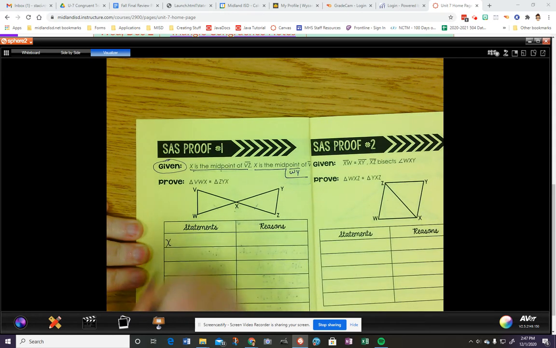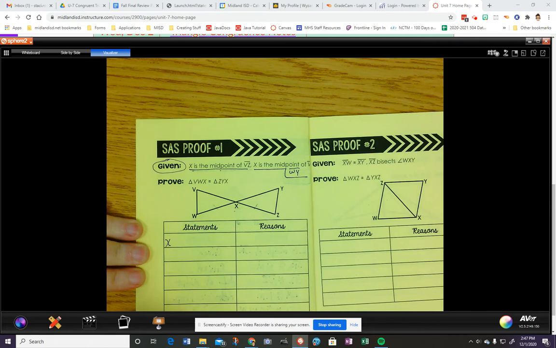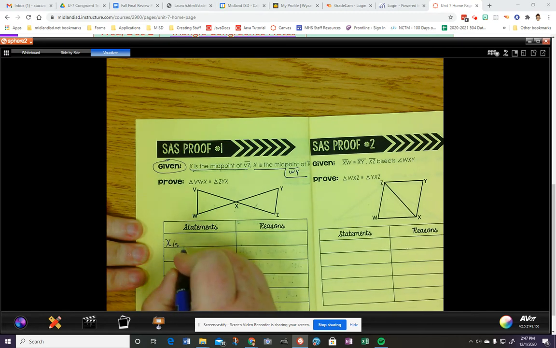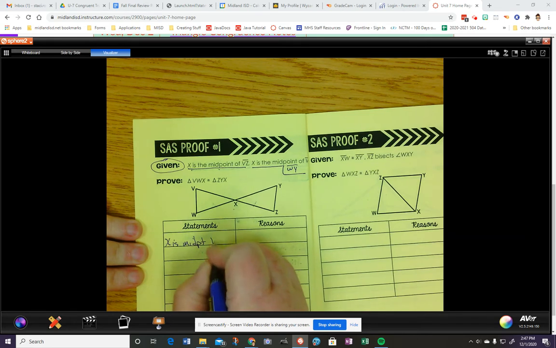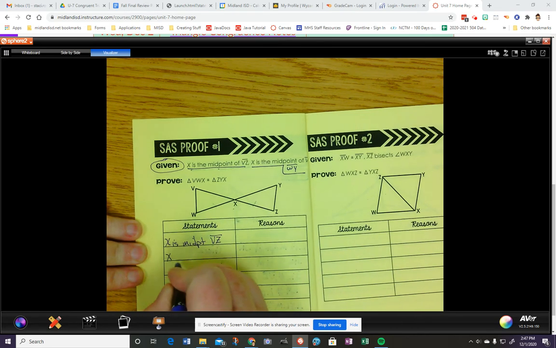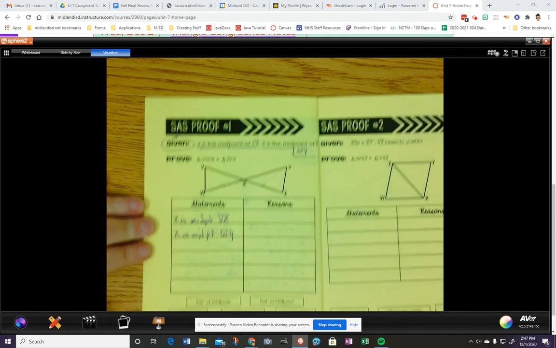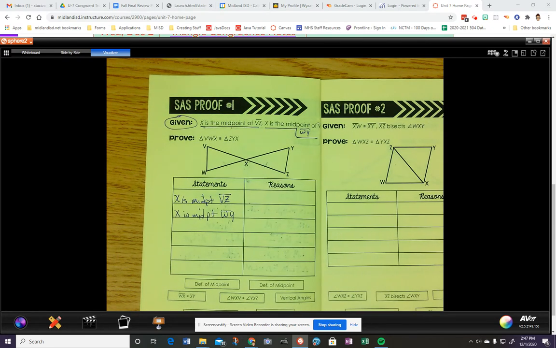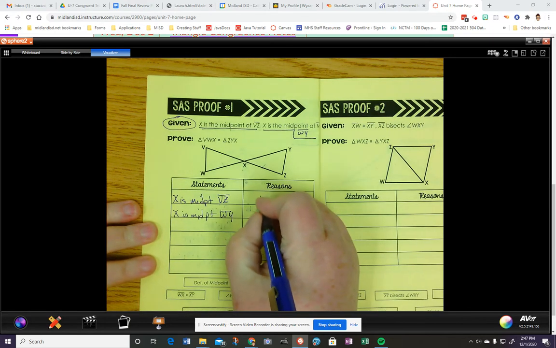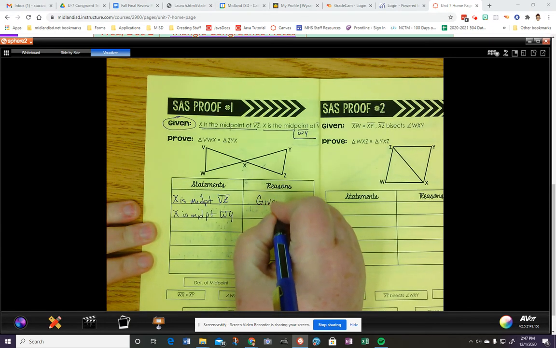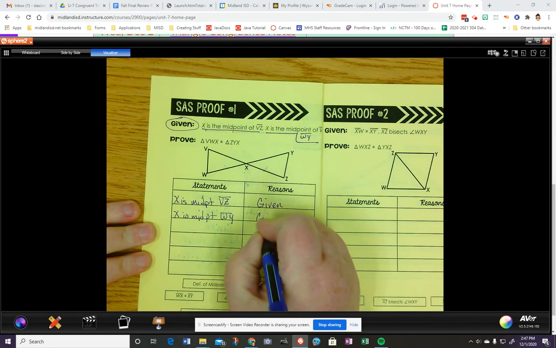So X is the midpoint of VZ, and then X is the midpoint of WY. And why can we say that? Because they were given.